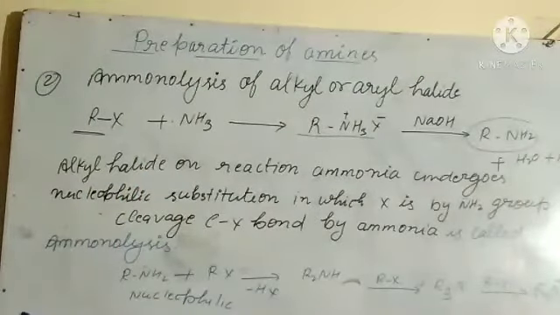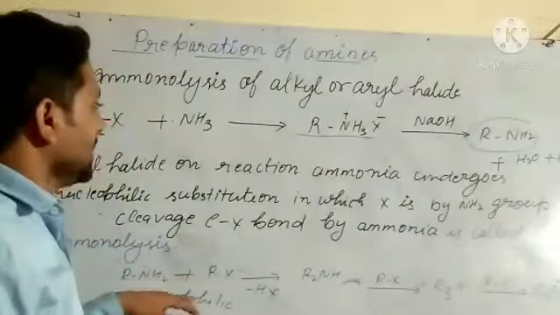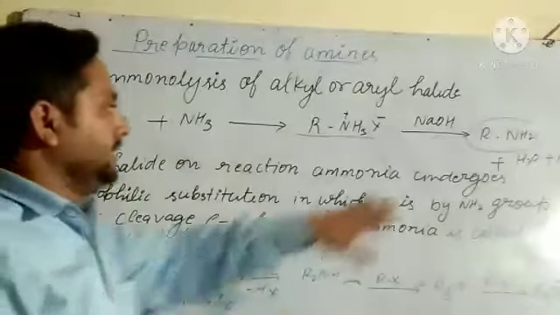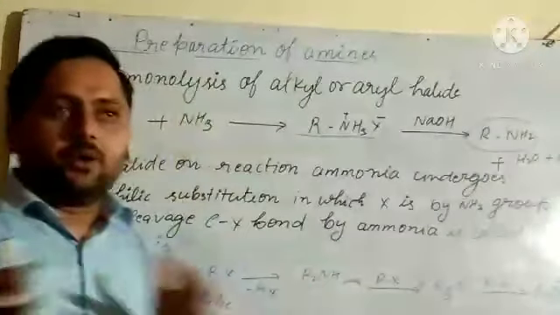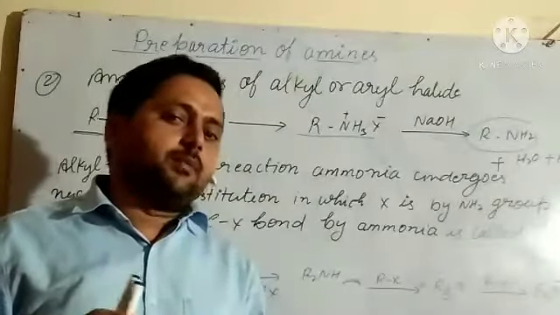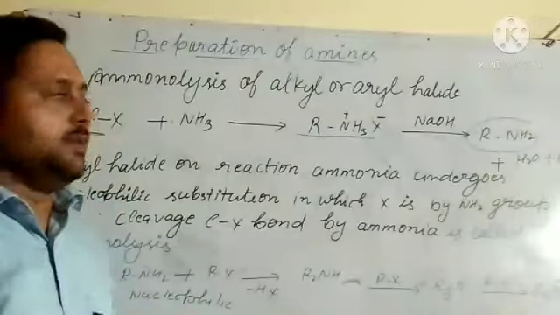To get free ammonia, the salt is made to react with NaOH, a base, and that gives us primary amine. If we follow this whole reaction, what happens? In this process we get a mixture of amines: primary, secondary, tertiary and quaternary amines.